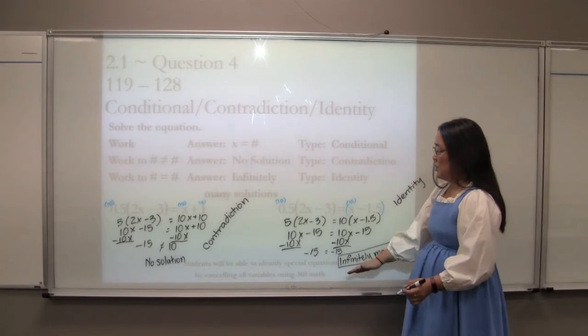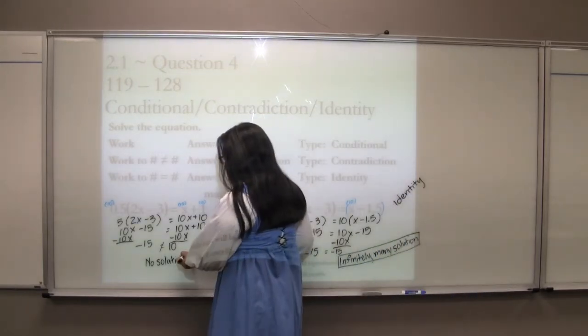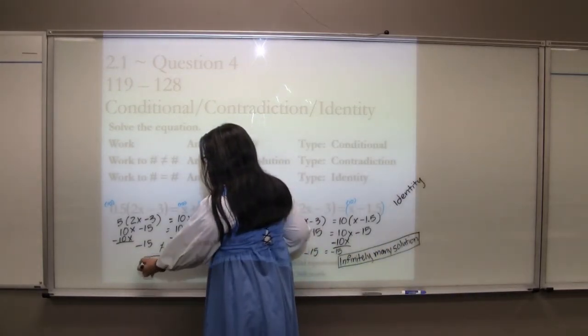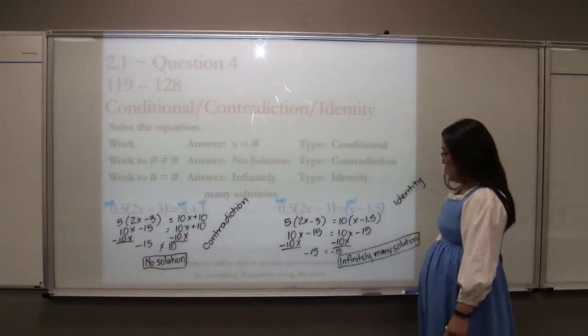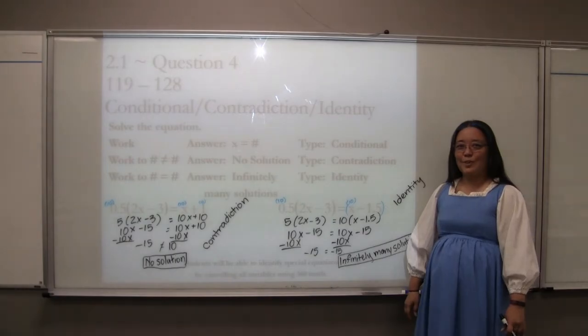This is the work you need to show. Contradiction is the type of problem. No solution is the answer. And all the work until you get number equals number is the work that we're looking for.